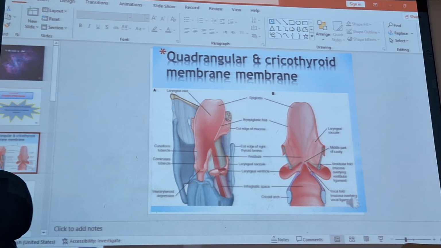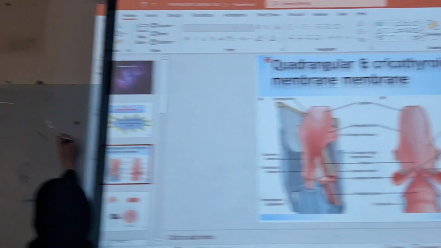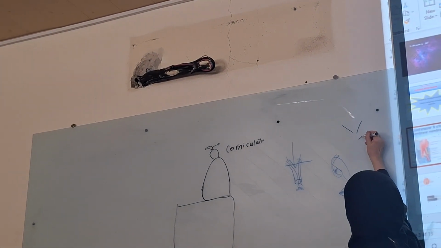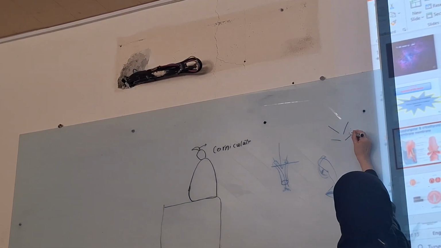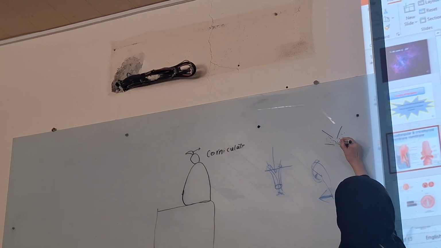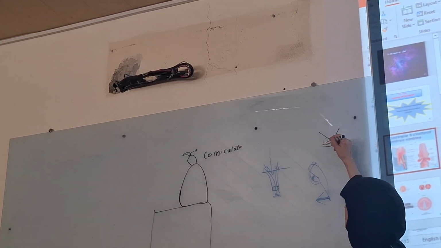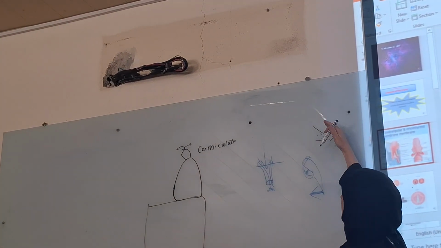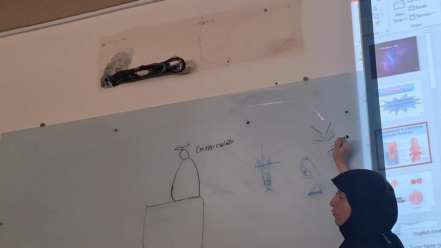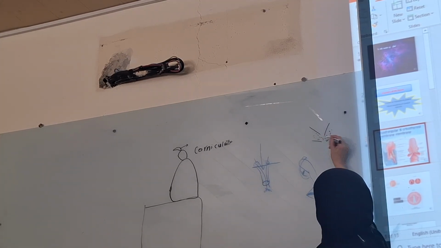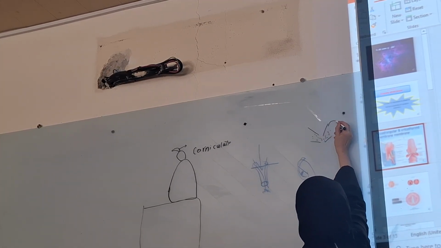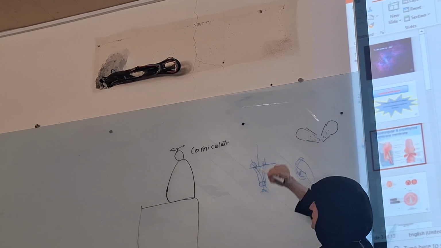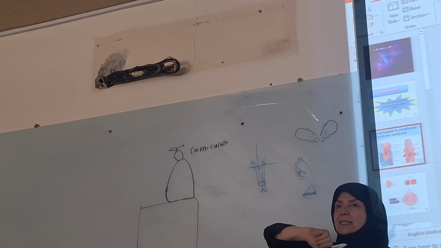If you imagine, here is the false vocal ligament, and here is the true vocal ligament. This space we call the middle chamber. This middle chamber is bounded superiorly by the vestibular fold and inferiorly by the vocal fold. On each side it dilates and makes the ventricle. It is a diverticulum, a recess.